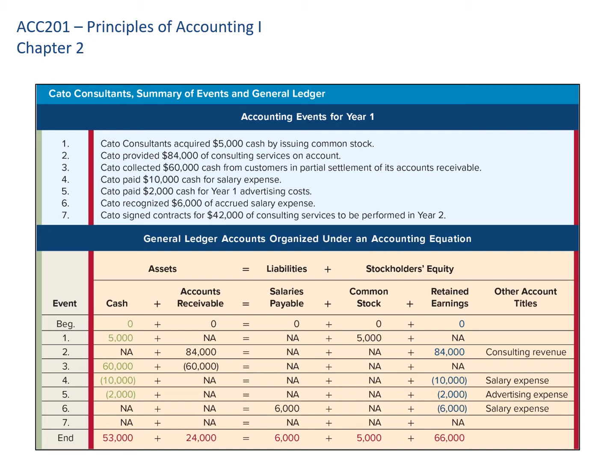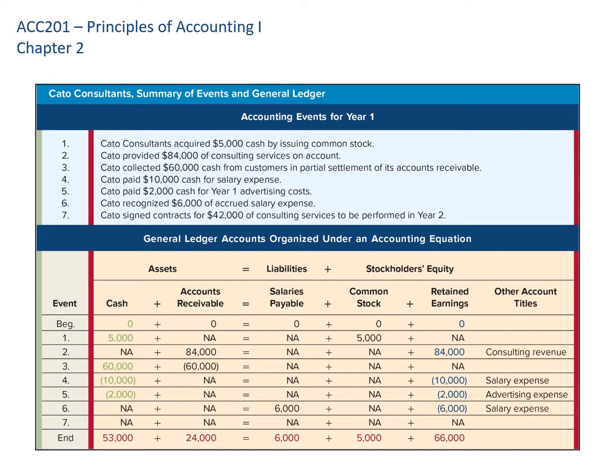So next, we pay $10,000 for salary expense. So cash goes down by $10,000. Retained earnings goes down by $10,000 because we're recognizing an expense. The same way with transaction 5, we pay $2,000 for advertising. Cash goes down, retained earnings goes down.